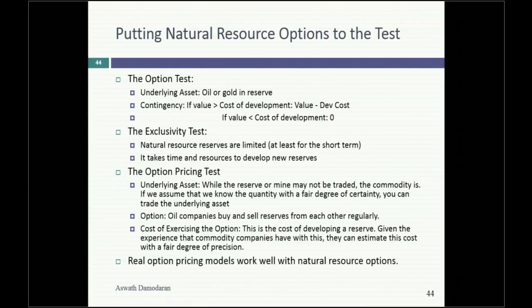Yes? So you talked about how options become more valuable as the uncertainty increases, but with a traditional DCF, if you increase the uncertainty, you would expect the value to go down. So how do you reconcile the two?